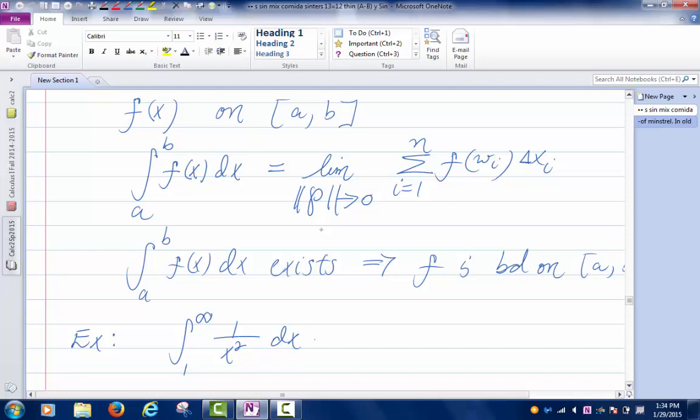So now we want to consider the integral of a function over an infinite interval. And so for example, we want to look at an integral like the integral from 1 to infinity of 1 over x squared dx. Okay? So this is an integral of a function over an infinite interval. This is an improper integral. And the reason it's called improper is because the interval is infinite, and we are going to refer to this integral as a type 1 improper integral.